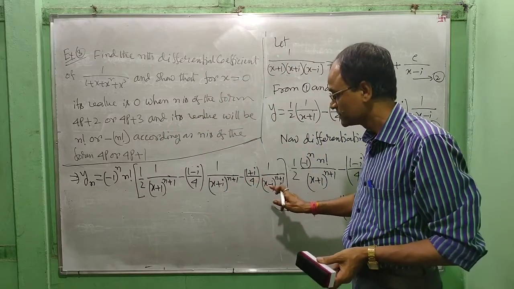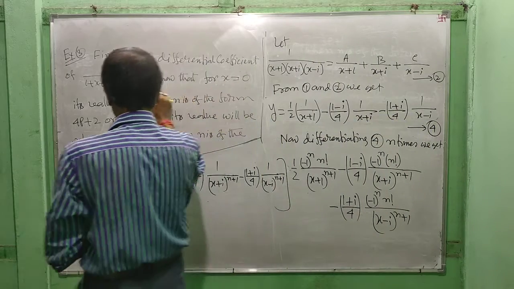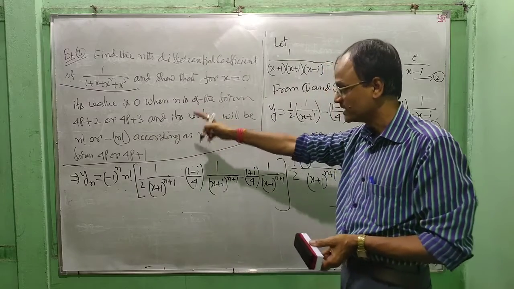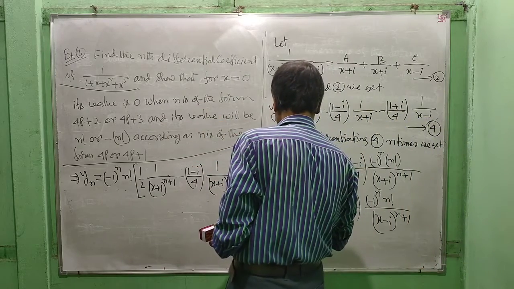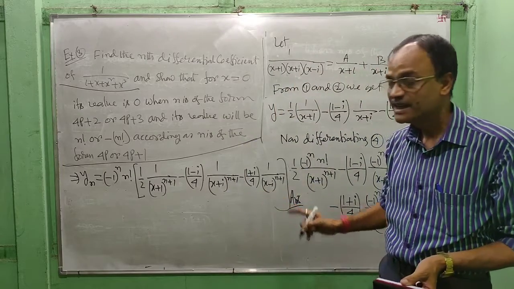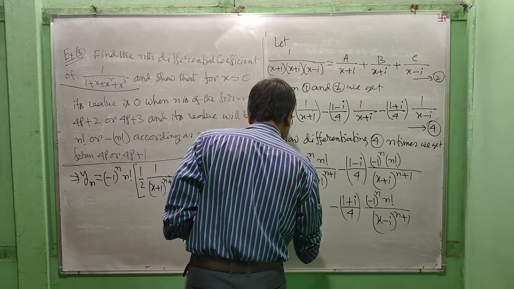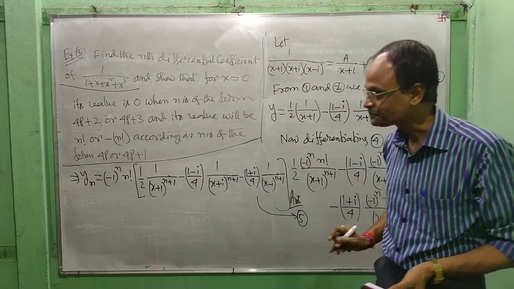Right? This is the answer of the first part. Find the nth differential coefficient of this. This is the first part, answer of the first part. You have got this one. Suppose this is number 5.